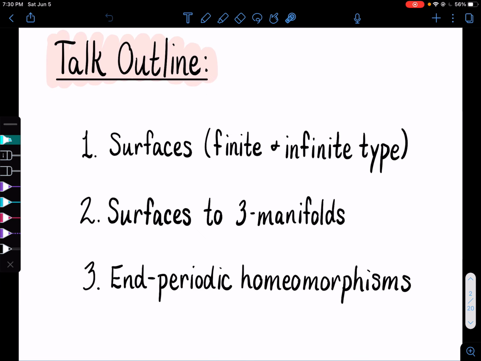So the outline of the talk is roughly as follows. I'm going to introduce surfaces of both finite and infinite type, and then I'm going to talk a little bit about the ways we can go between surfaces and three manifolds, whether that's building a three manifold from a surface or just finding surfaces in three manifolds. And then we'll wrap up with a definition of n-periodic homeomorphisms.